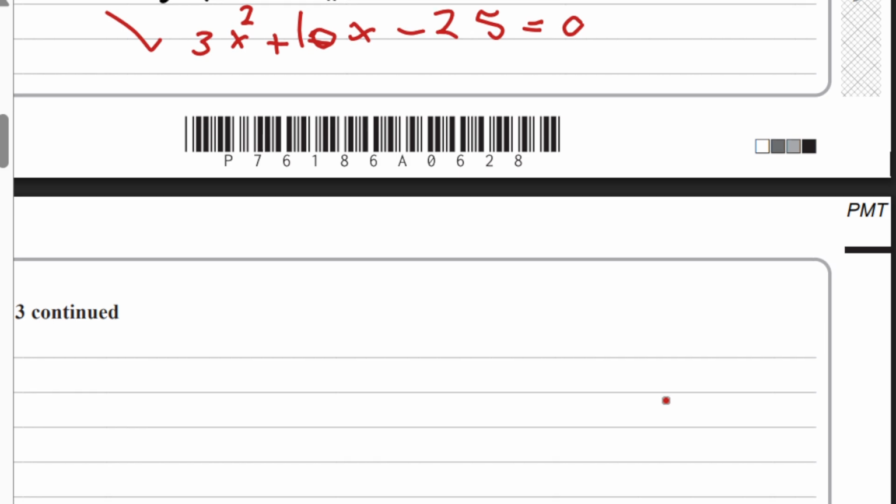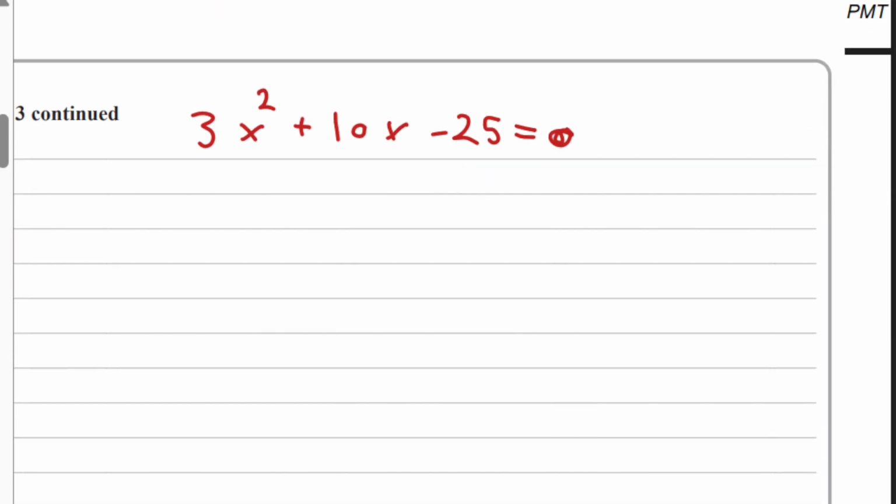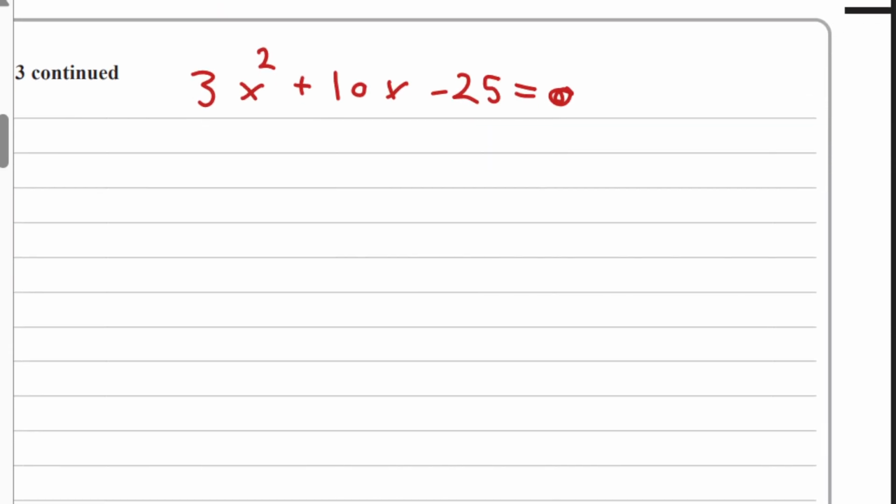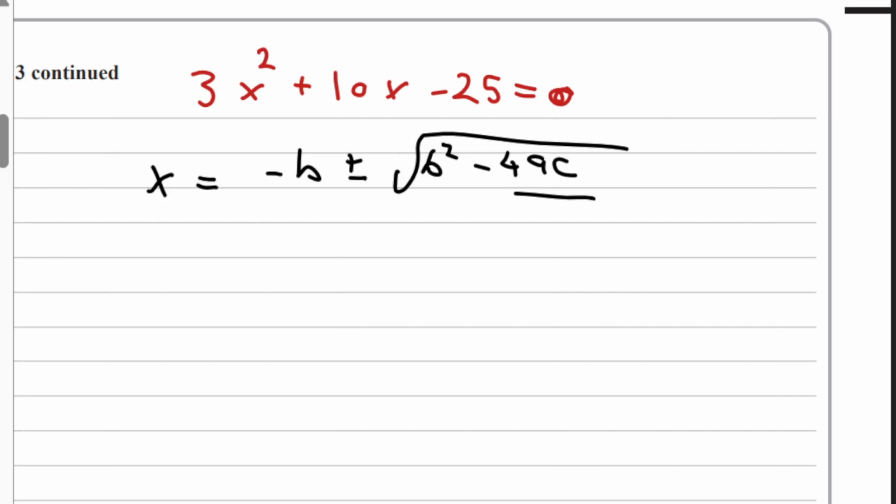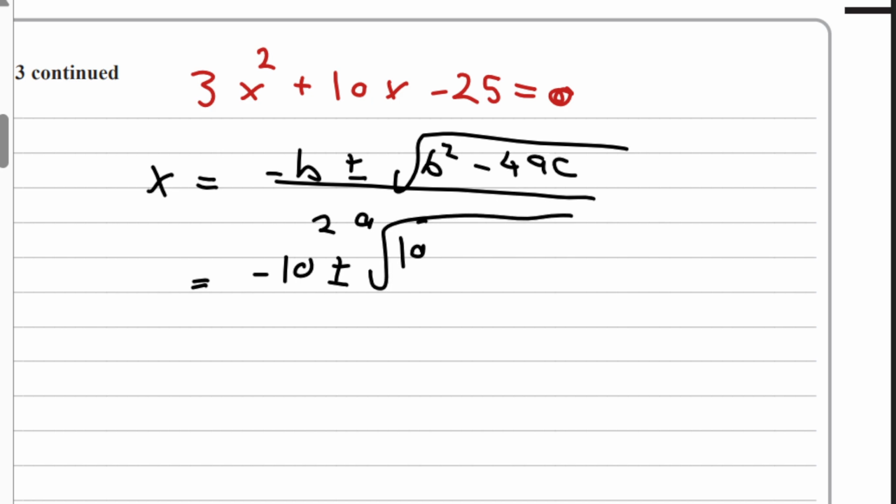So we need just to solve this equation: 3x squared plus 10x minus 25 equals 0. Now to solve this, and you need to show your working, please just write the quadratic formula. x equals minus b plus or minus root b squared minus 4ac, divided by 2a, and then x equals minus 10 plus or minus the square root of 10 squared minus 4 times 3 times negative 25, divided by 2 times 3.